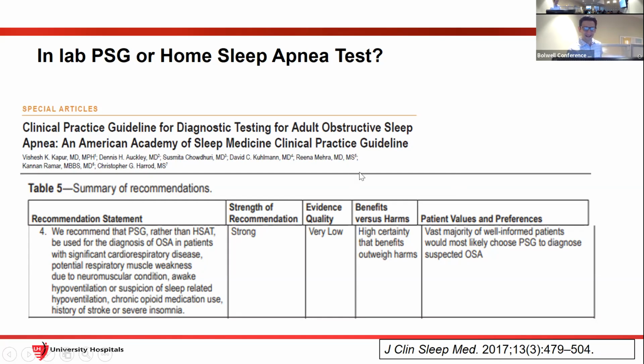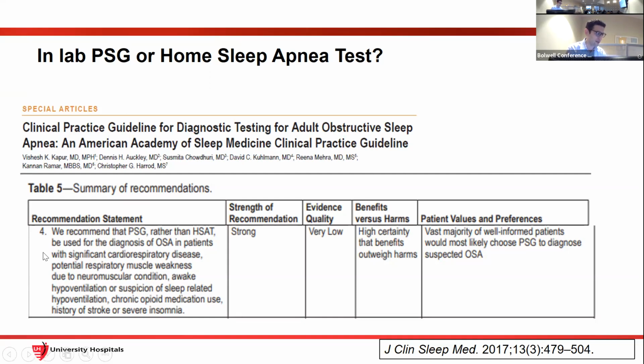Here, this is from the Journal of Clinical Sleep Medicine, the Clinical Practice Guideline for Diagnostic Testing for Adult OSA. For the fellows, I'll point out that Dr. Auckley is an author on these guidelines. So just a reminder, take advantage of our faculty that's here.